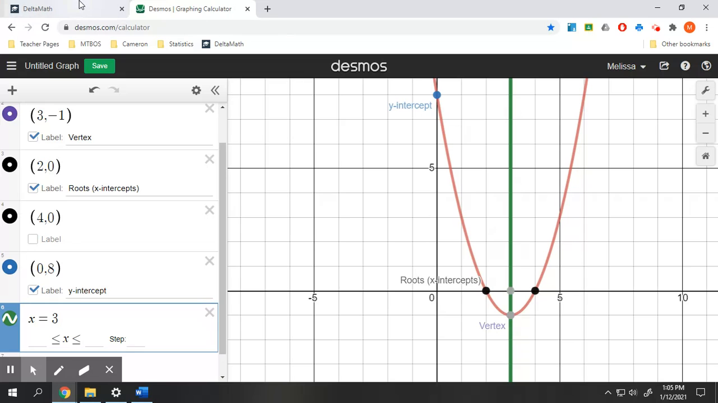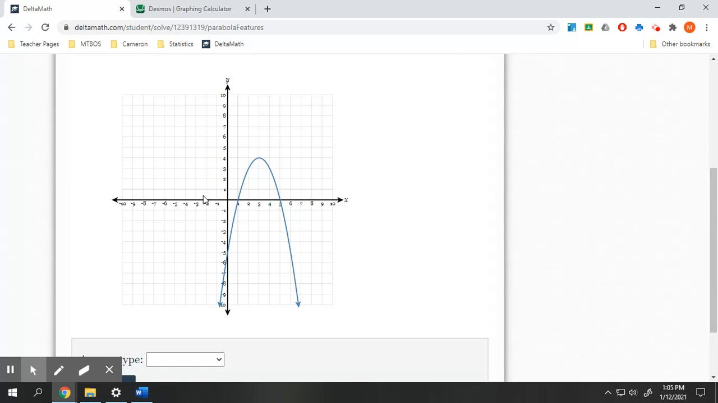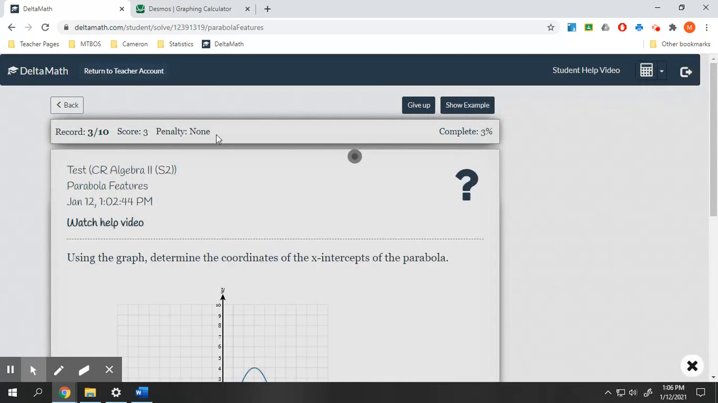So let's look at a few example problems. All right, first one, it says determine the coordinates of the x-intercepts of the parabola. Well, looking at this parabola, we have two x-intercepts. We have one here and we have one here. So my solution to this is 2 points. And these 2 points, I have (1, 0) and I have (5, 0). Those are the x-intercepts, or the roots, if I wanted to call it that.